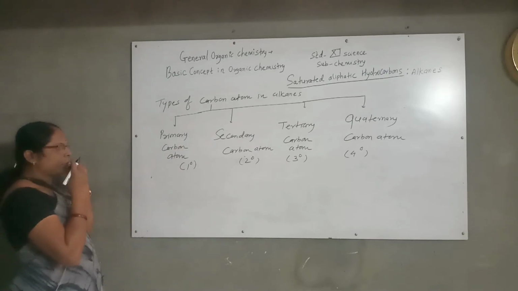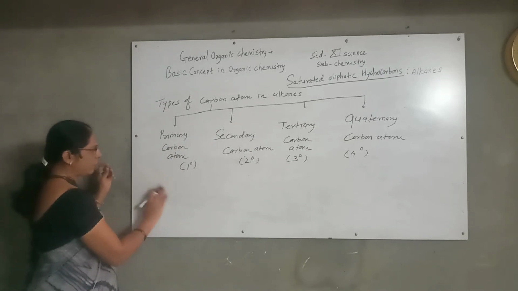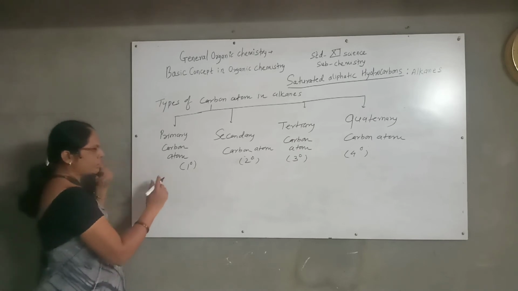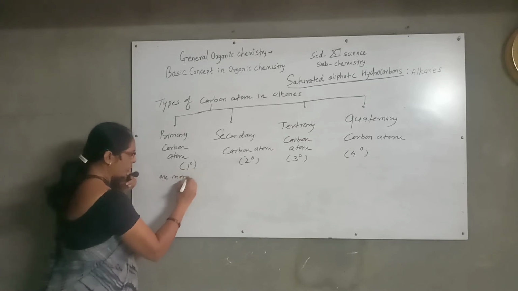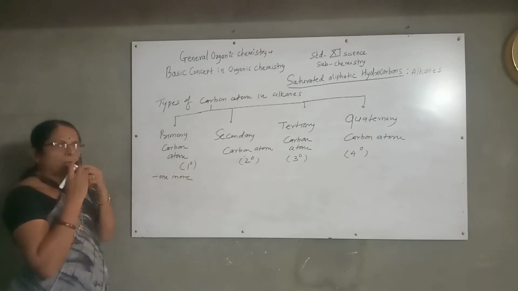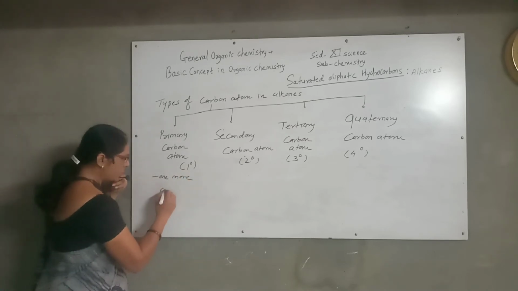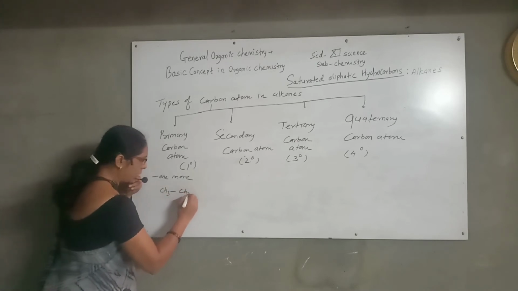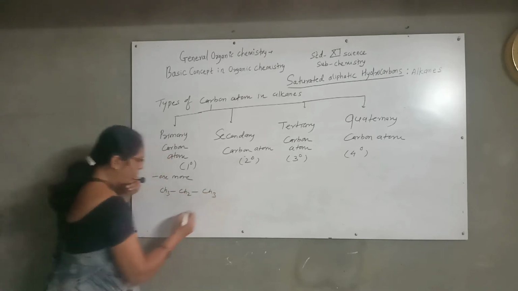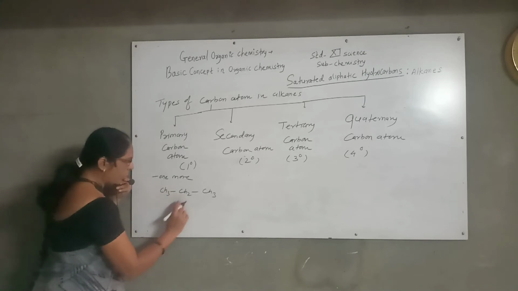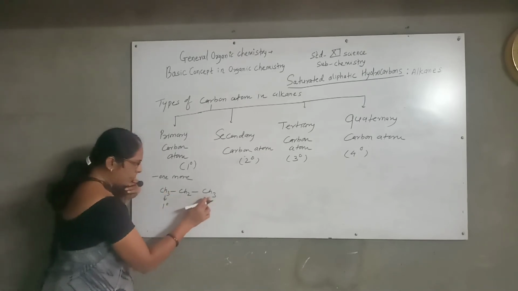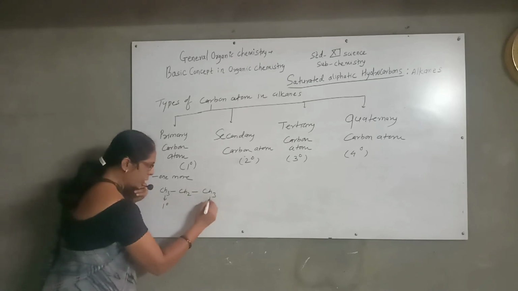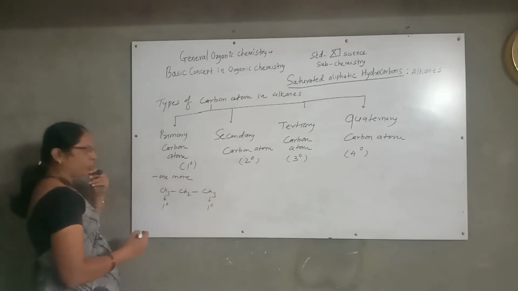So what is the primary carbon atom? The carbon which is attached to one more carbon is called a primary carbon atom. Let us consider an example. If I consider again propane, in propane this carbon is attached to one more, so therefore this is the primary carbon. This carbon is also attached to one more, so it is also a primary carbon atom.